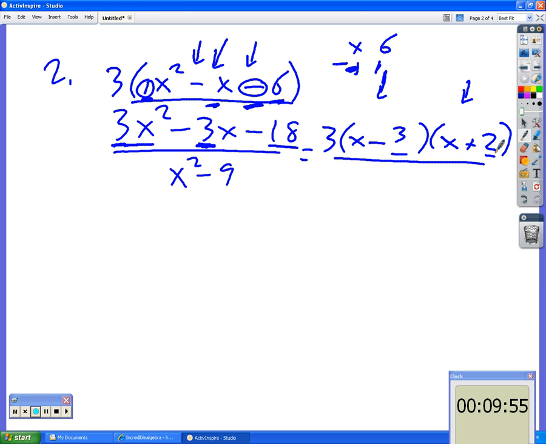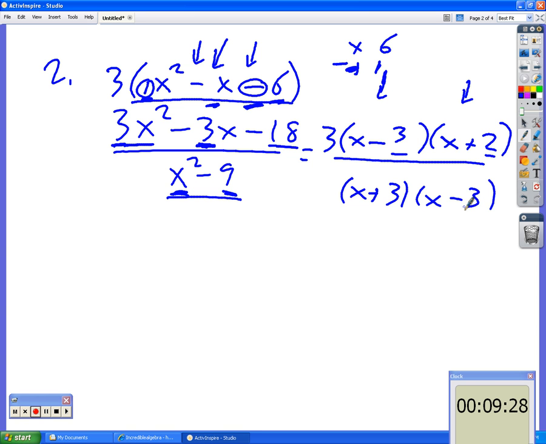The bottom is again the difference of 2 perfect squares, a minus in the middle, and an x squared and a 9 are both perfect squares. So I need 2 parentheses. How do I get x squared? X times x. How do I get a negative in the middle? One's plus, one's minus. And how do I get 9? 3 times 3.